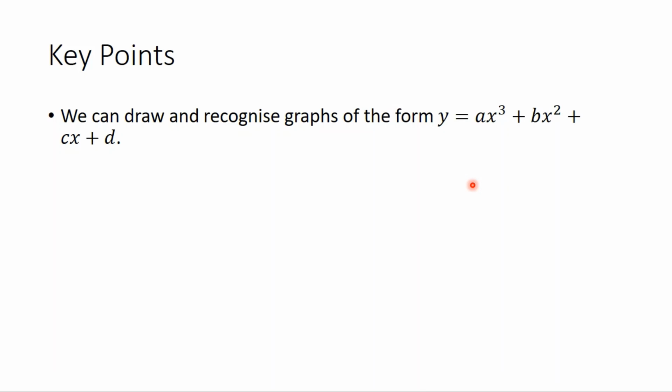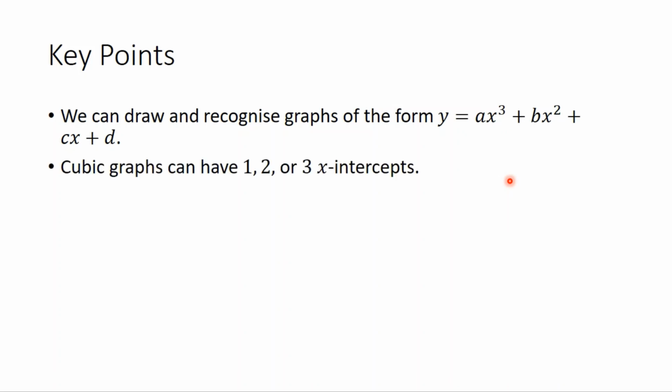Okay, so the key points here. We can draw and recognize graphs of the form y equals ax cubed plus bx squared plus cx plus d, i.e. cubic graphs. Graphs with an x cubed term in. They can have 1, 2, or 3 x-intercepts. So we haven't yet seen any cubic graphs with 2 x-intercepts, but you might want to picture what one would look like. And you'll notice here that we can't have a cubic graph with no x-intercepts. And you also might want to think about why that is.